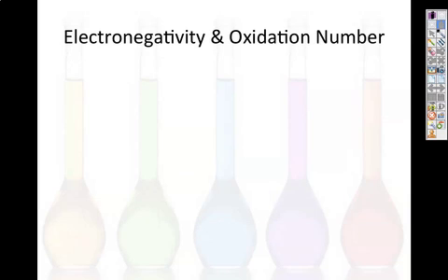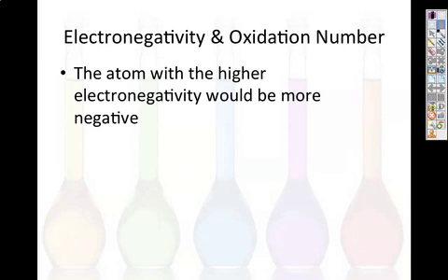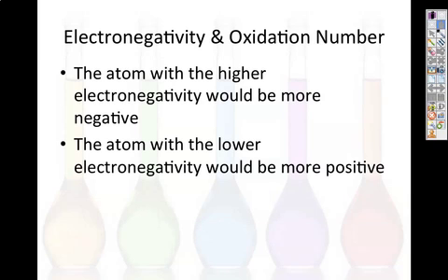So looking at electronegativity and oxidation numbers, the atom with the higher electronegativity would be more negative. Obviously, if it's pulling the electrons towards it more, it's going to be more negative. The atom with the lower electronegativity then would be more positive because it does not have the electron around it as often.